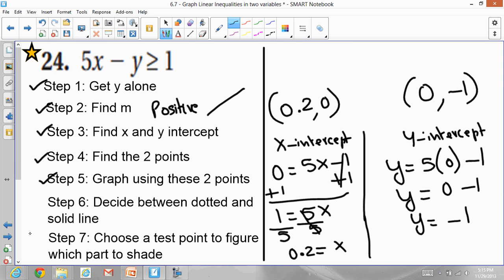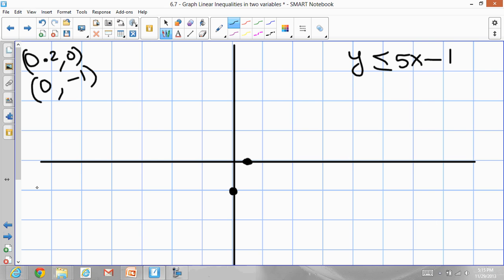Now I have to decide between dotted and solid line. So that is my step number 6. Now deciding between dotted and solid line is easy if you focus on this equal sign. If there is an equal sign, just like you make it a closed circle, in this case it will be a solid line. So the solid line in this case is going to look like this, with the arrows going in both directions. So the line goes through here.